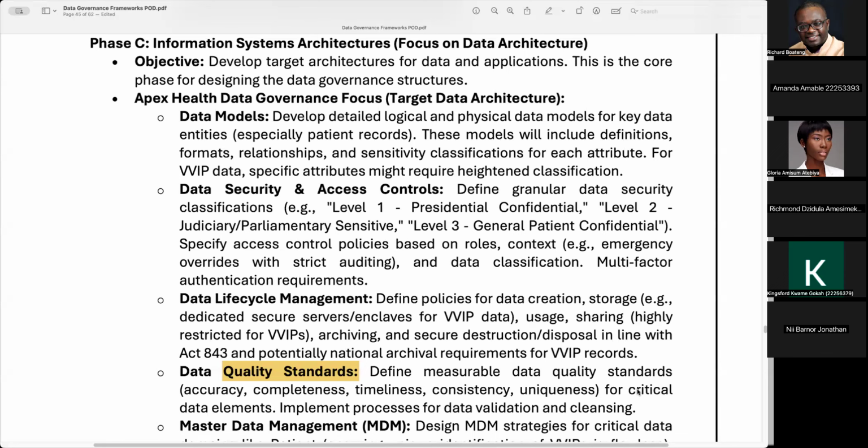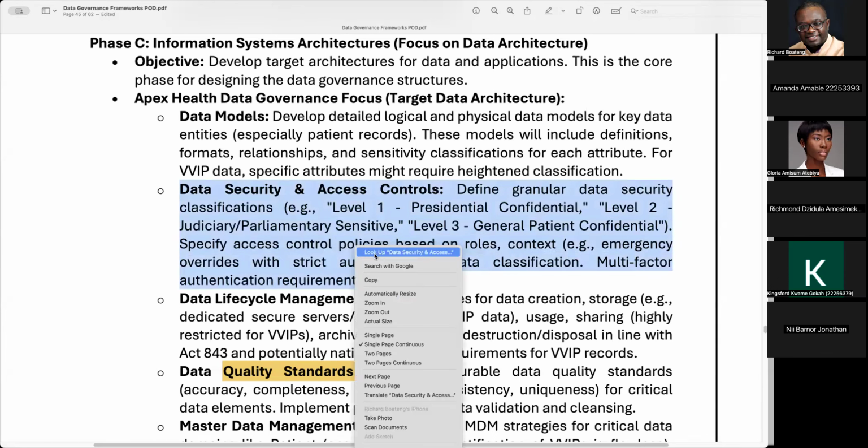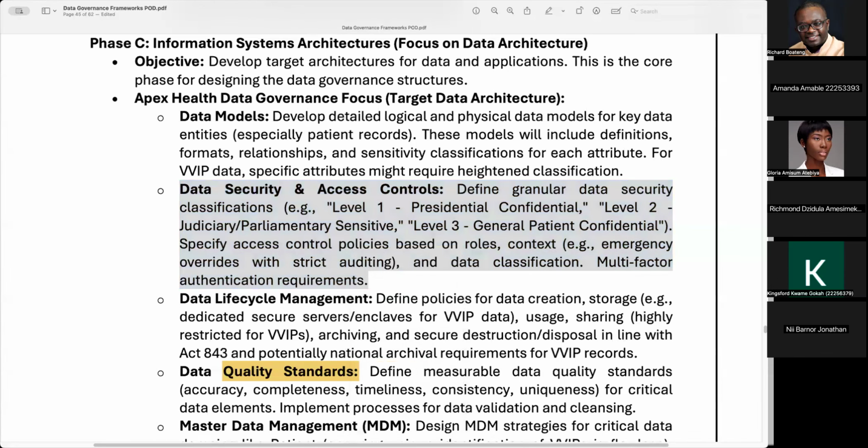This involves developing comprehensive logical and physical data models, especially for patient records, ensuring they include a granular sensitivity classification for each individual data attribute within the records, applying heightened classifications, presidential confidential, judicial sensitive, for VVIP-related data elements. The architecture must explicitly define the required data security and access controls, specifying granular data classification schemes that drive the implementation of access control policies based on user role, data sensitivity, and context. Need to know is enforced architecturally, not just by policy.